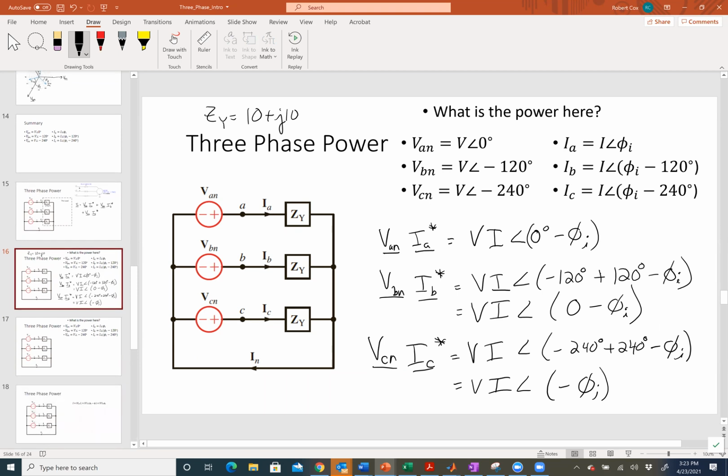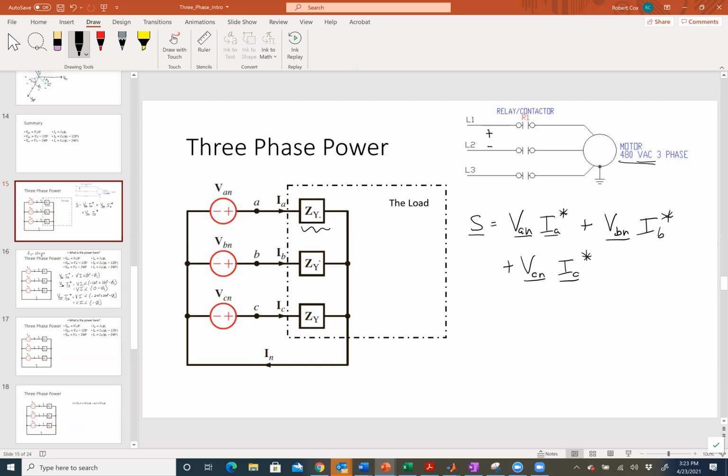So looking at this, one way I can talk about the power in this system is that the complex power is VAN times IA conjugate plus the other two, so each phase. What do we just find from that? How can I write that? 3 times VAN times IA conjugate. So I don't need to do the math separately each time. I can just say it's 3 times whatever I do on any one of them.